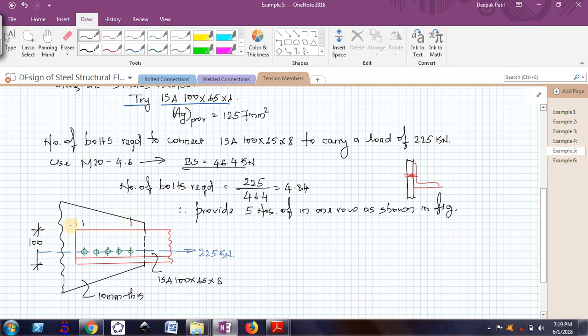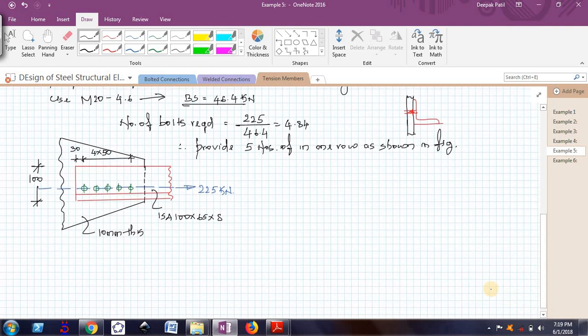So the standard edge should be 1.5 times d and pitch should be 2.5 times d. So let the edge be 30 and let the pitch be 50. So 4 pitches are there of 50 mm each, right? Okay, now I will try to prove that this angle with this connection is safe. So how should I do that?